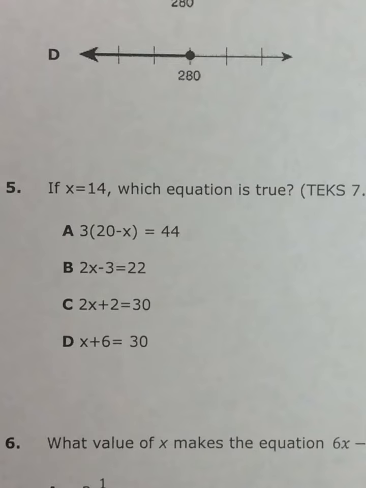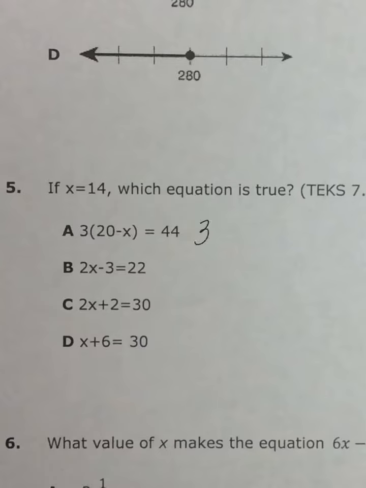All right, if x equals 14, which equation is true? So A says 3, parentheses, 20 minus x equals 44. On this one, I would say just replace x with your 14, what they say x equals, and check and see if it's true. You can actually do that on all of them. It's up to you. So let's do that on A.